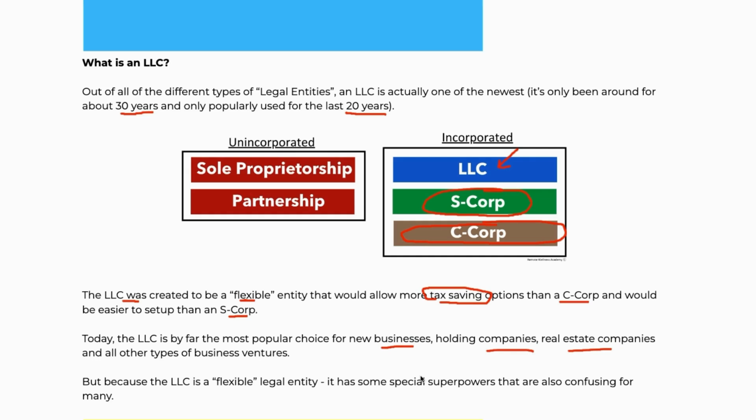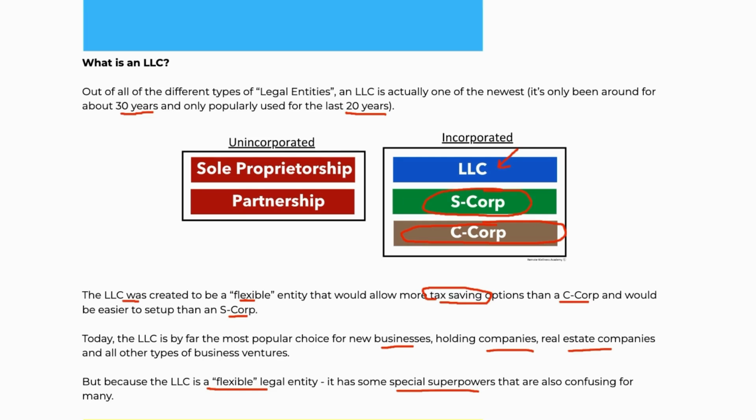Okay, and because an LLC is so flexible, and we'll talk about what that means, flexible, right? Because even when you research online, they say, hey, an LLC is a flexible entity. What the heck does any of that mean? We're going to talk about that, okay? And because it's so flexible, it has some special superpowers that allow it to transform, but it's because of those superpowers that it is also confusing, because if it was just one thing, it would be easy to understand.